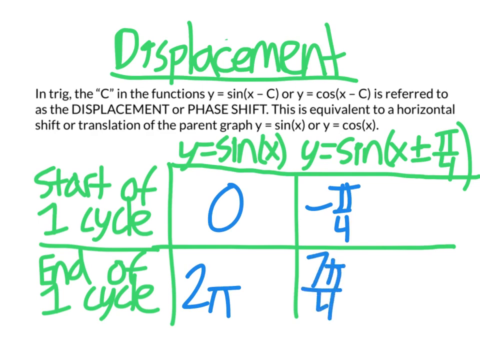Then for y equals sine of x minus pi over 4, we know the graph shifts pi over 4 in the right direction, or the positive direction, so the cycle would start at pi over 4, and the cycle would end at 9 pi over 4.